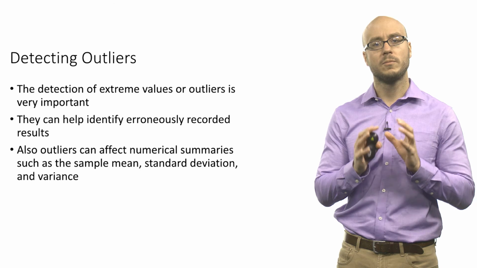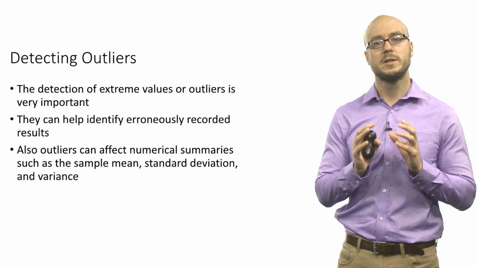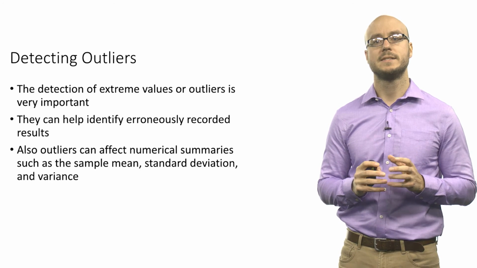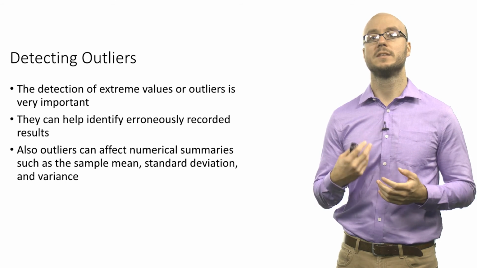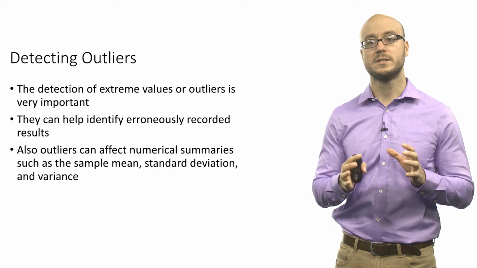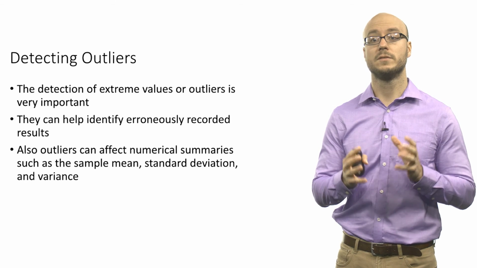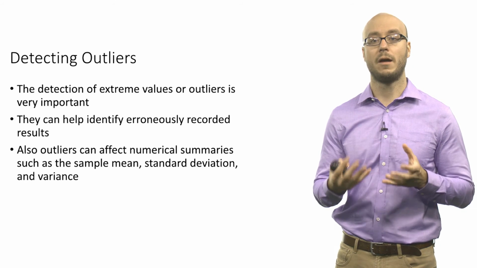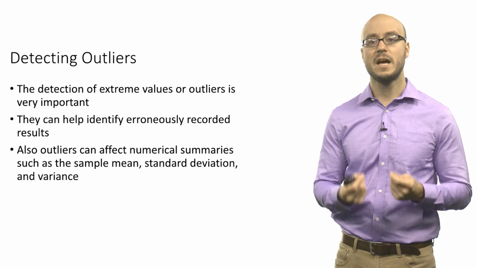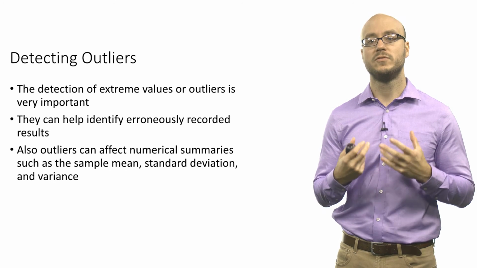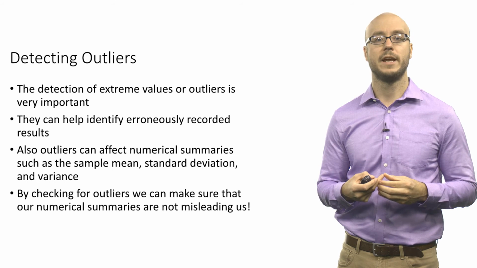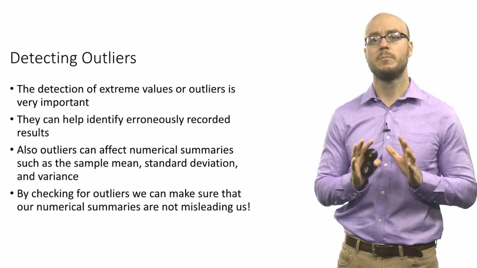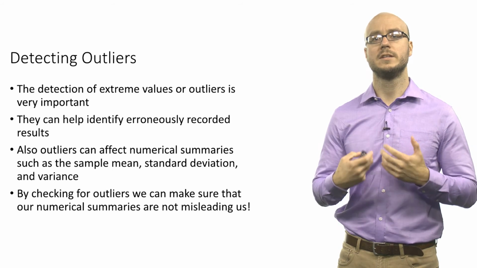The other important point about outliers, the reason why we're so interested in them, is that they can affect our summaries of data. So the sample mean, the standard deviation, the variance, all of these are sensitive to an extreme value, to an outlier in our data set. So identifying outliers is very important when we're trying to understand a set of data. The key point is that we want to make sure that these measures are not misleading us.